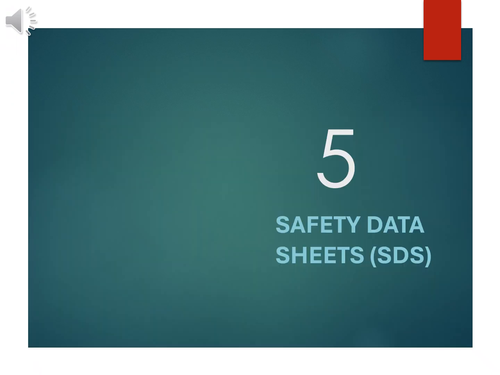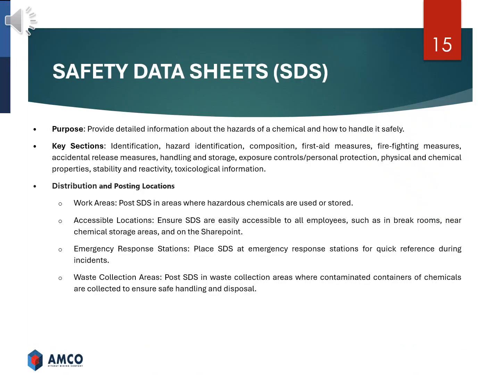Safety Data Sheets, SDS. Purpose: provide detailed information about the hazards of a chemical and how to handle it safely. Key sections: identification, hazard identification, composition, first aid measures, firefighting measures, accidental release measures, handling and storage, exposure control/personal protection, physical and chemical properties, stability and reactivity, toxicological information.